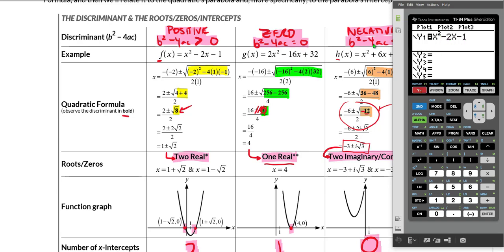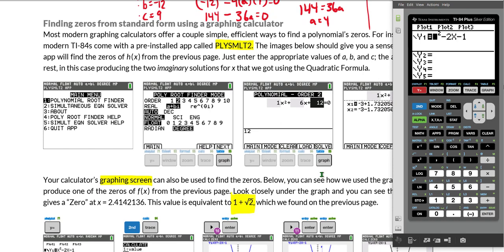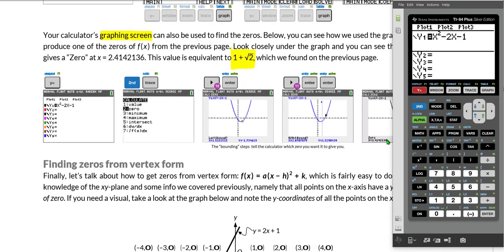Function f, which is what we just typed into the calculator, is x squared minus 2x minus 1, and 1 plus root 2 is one of these zeros, and that is what we just produced. It's actually written right here, that 2.414 is equivalent to 1 plus root 2. So again, we just made the calculator produce one of the zeros using our graphing screen.